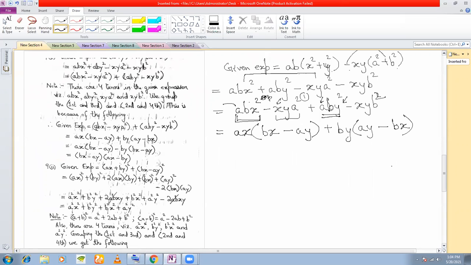Now again, I'm getting something very interesting. Now if you see here, I have a plus bx here, and I have a minus bx here. I have a minus ay here, and I have a plus ay here. So what can I do? Bx minus ay I'll write as it is, the first one. Now I will try to express this in this manner.